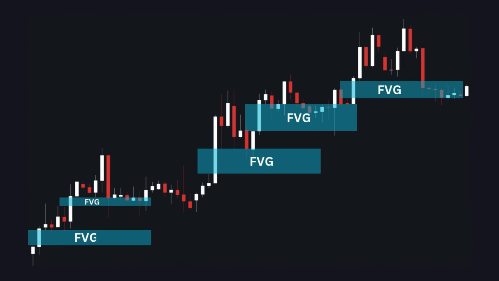A fair value gap is a sign of imbalance between the buyers and sellers in the market, which indicates a large amount of money entering the market. And the market revisits these areas to fill the orders left behind and restore the balance in price.